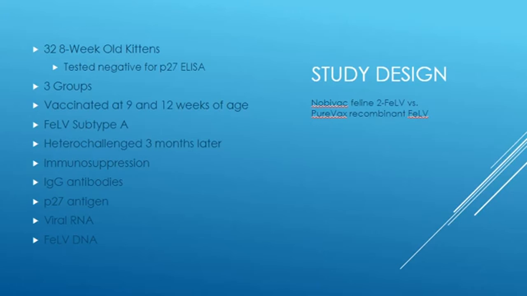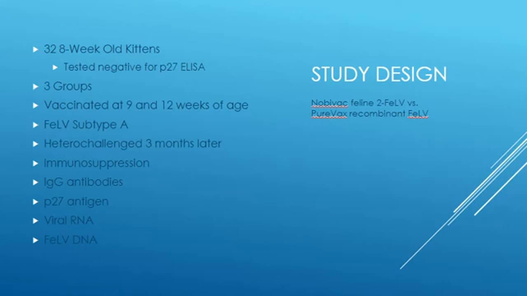The test subjects were 32 8-week-old kittens that all tested negative for the P27 capsid protein via ELISA. They were divided into 3 groups, a Novavax group, a PureVax vaccine group, and a placebo control group. They were vaccinated at 9 weeks of age, and then they were boosted again at 12 weeks.